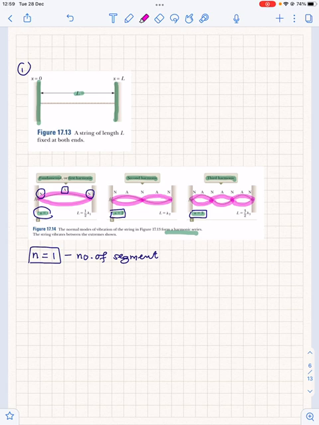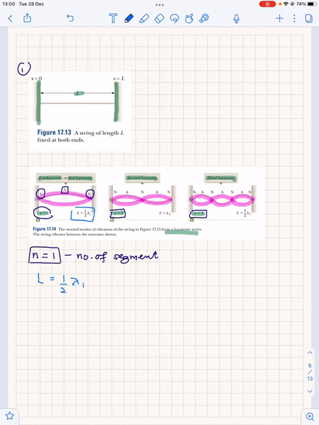Okay, according to the first figure here, the string has a length of L. So the length of the string is fixed. The length of the string is not changing. What changes here is the number of segments when the string is vibrating. So as we can see for the fundamental or first harmonic, we have this equation: for N equals 1, L equals 1 over 2 lambda 1.